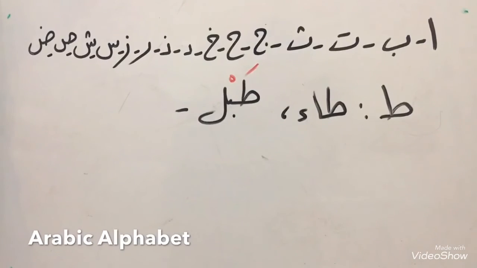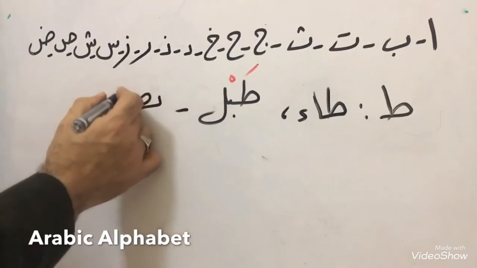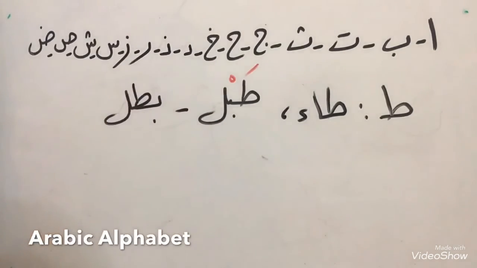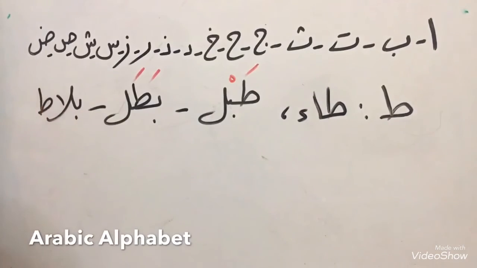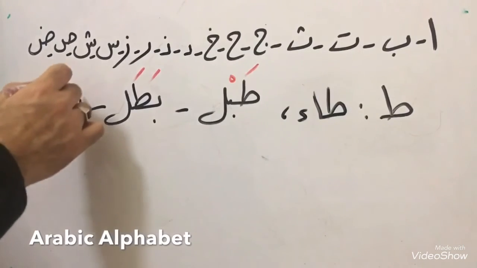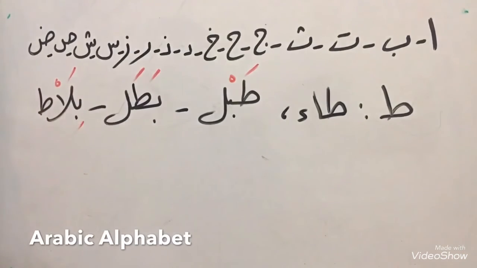In the middle of the word we have the same letters. We can move them like Batal, Batal means hero. At the end we can have an example like Bilat, marbles. This is ta.